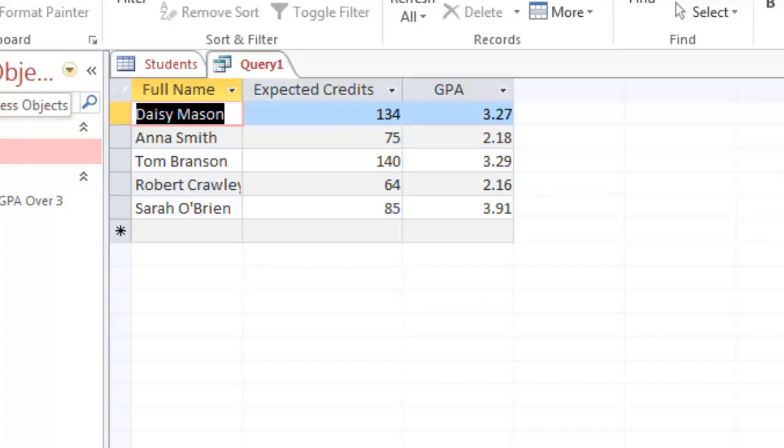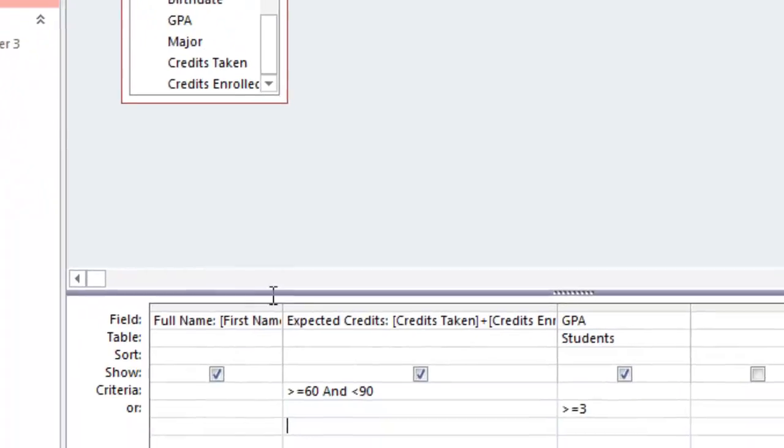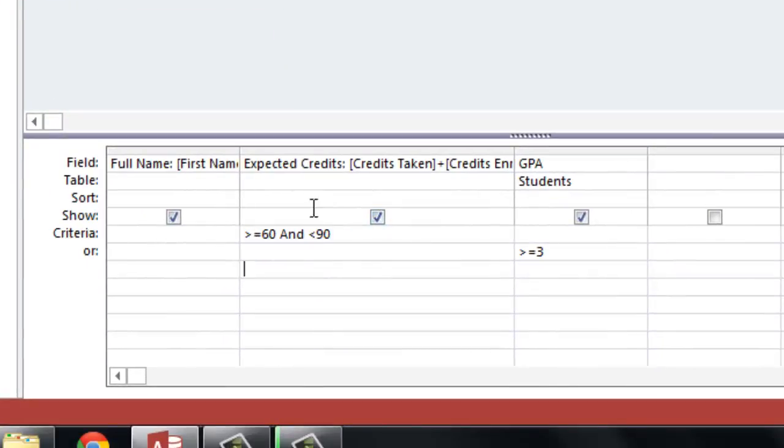So in order to be included, you just have to meet one of the two criteria. You can be Sarah and meet both, but you just need to meet one of them in order to be included. So if we have things that are part of multiple columns, expected credits is one column, GPA is another, we can put the criteria on the same line here, and then they all have to be true. Or we can put them on separate lines, and then you just have to meet one of them. They are ORed together in that case.